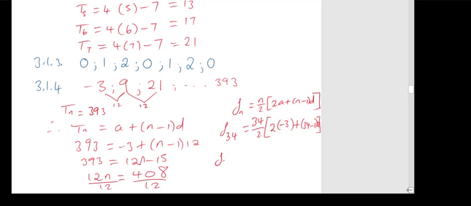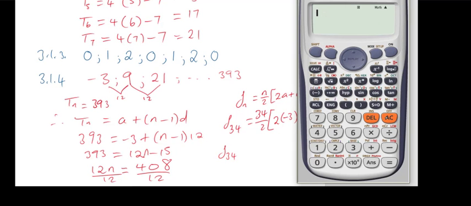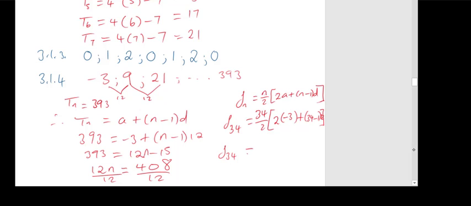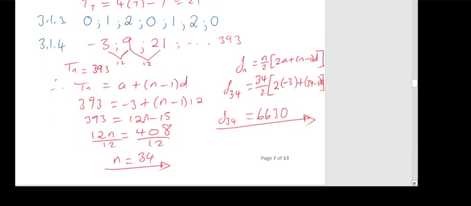Bese uyayithola isum. And ikhona enye indlela ongenza ngayo, you can say 34 over 2 into negative 3 plus n wakho 34 minus 1, difference yakhona it's 12. So it's 6,608, isum yalawo mathemba. There is another way, because we were given the last term.